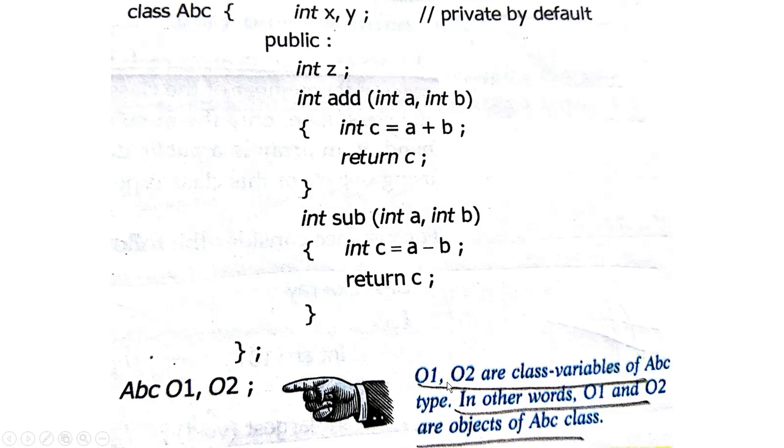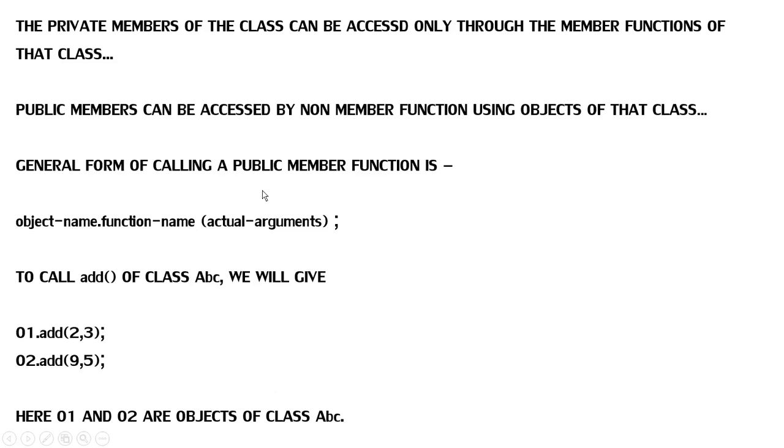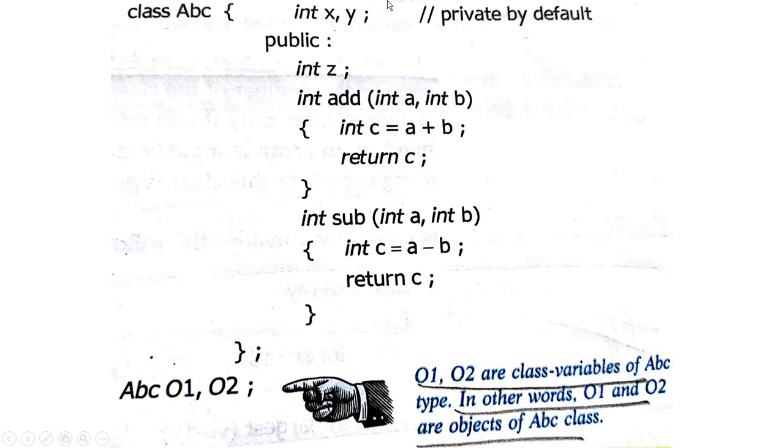Now here we are creating objects O1 and O2 of class ABC. So write the name of the class and then write the name of the objects. Okay, so now the private members of a class can be accessed only through the member functions of the class. We cannot use objects to access private members. Now see, here private members are x and y. So to access x and y, you can only access them in the member functions. You cannot access them outside the class. We'll see that afterwards also.